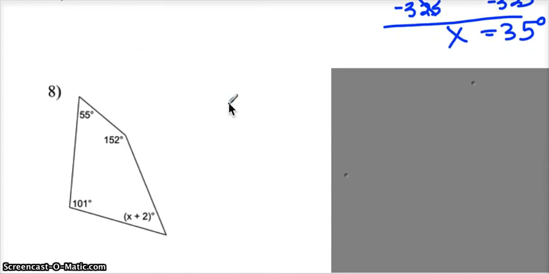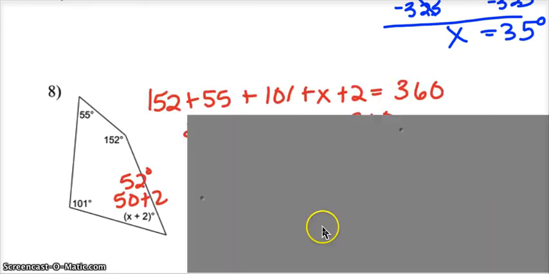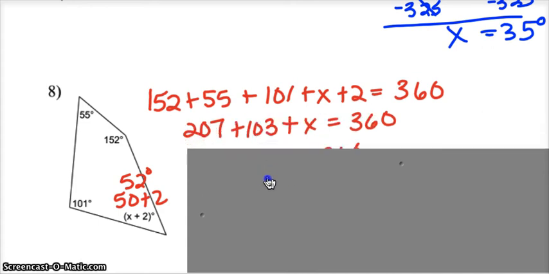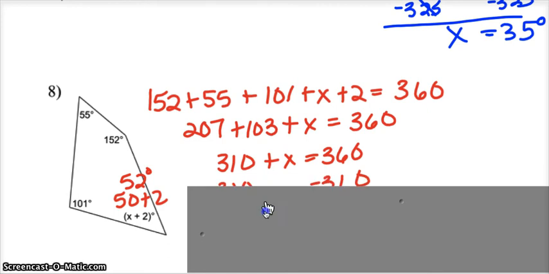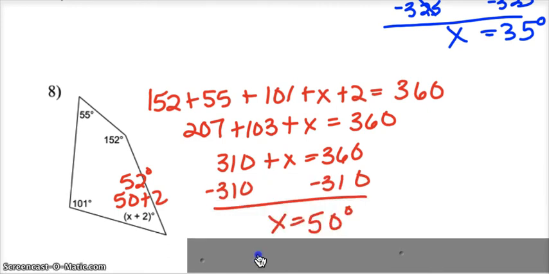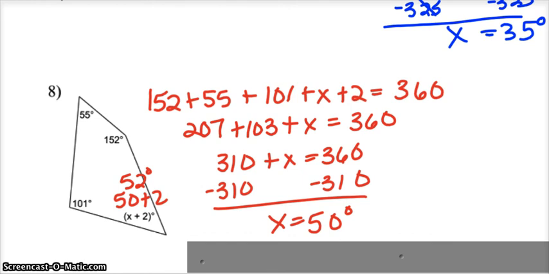All right, last one, number 8. Try it on your own and then check your work. All righty, the sum of the angles must add up to 360 degrees. I got all my like terms combined and I ended up with 310 plus x equals 360 degrees. Subtracted 310 on each side, so x has to equal 50 degrees. Substitute the value of 50 in for x, and 50 plus 2 gives me an angle value of 52 degrees.